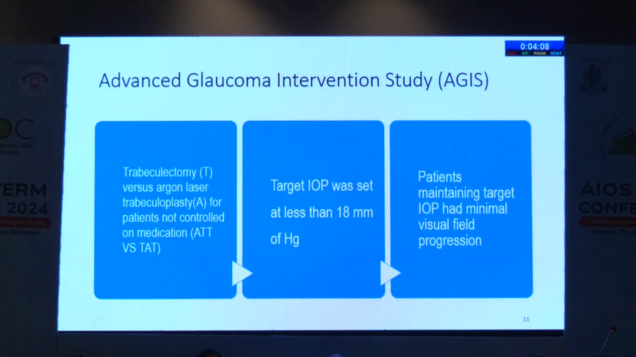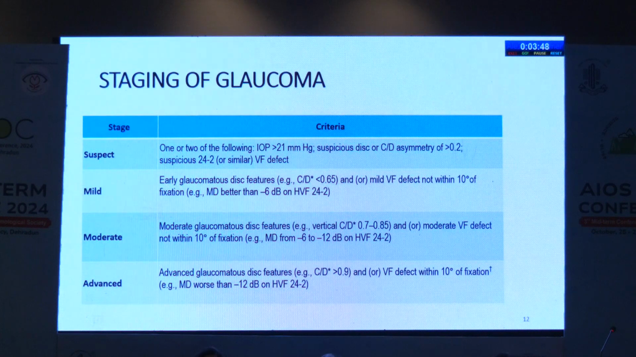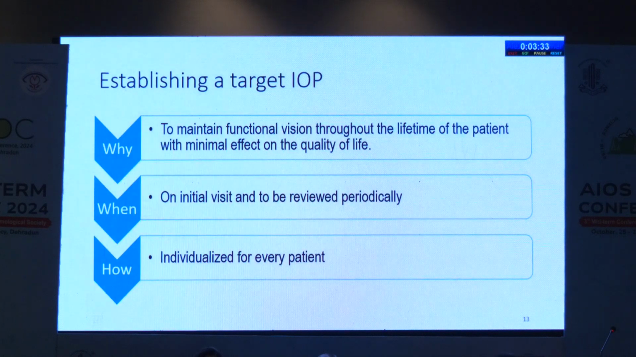The Advanced Glaucoma Intervention Study also set a target IOP at less than 18 millimeters, and they found that it has a good effect and there is minimal visual field progression at such pressures. Although currently we would like to keep the target IOPs much lower in advanced glaucoma cases. So there is staging of glaucoma right from suspect, mild, moderate, advanced, and an easy way to do it is by the mean deviation: less than 6, 6 to 12, and more than 12.